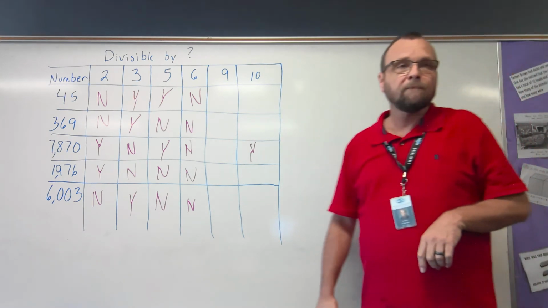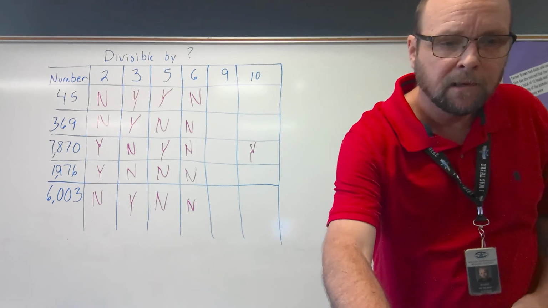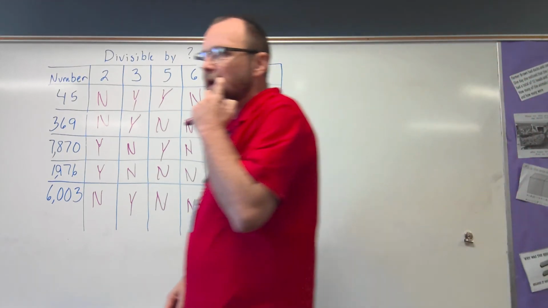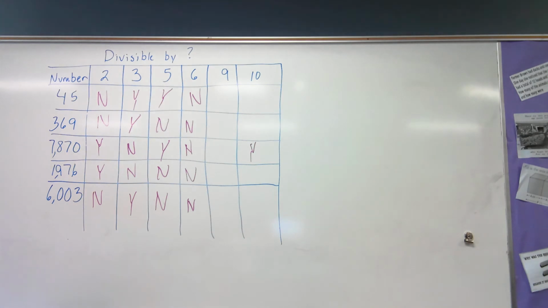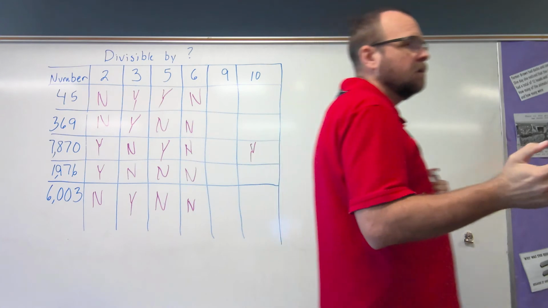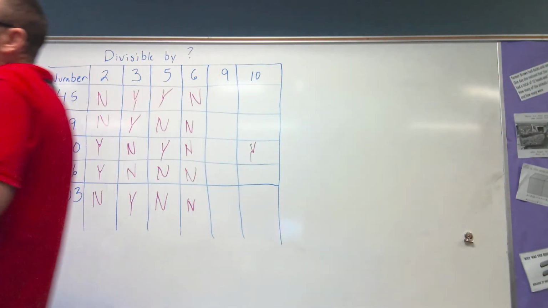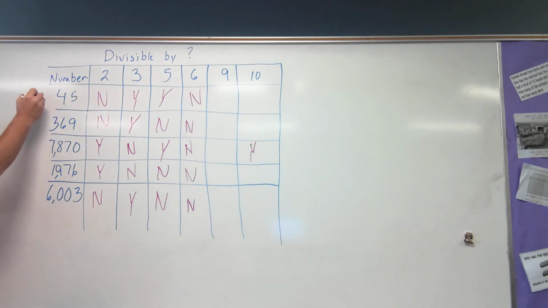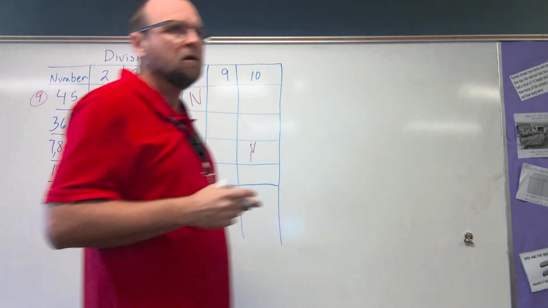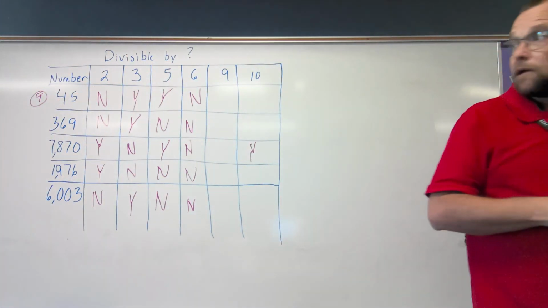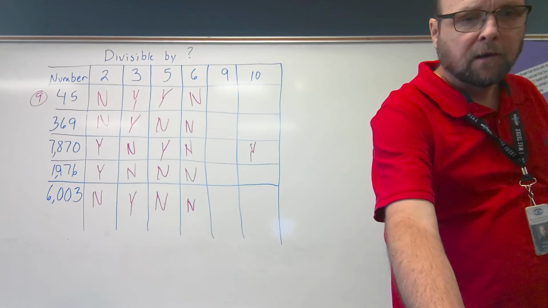All right. The rule for 9. Kira, read me the rule for 9. The sum of the digits is divisible by 9. Good. The sum of the digits is divisible by 9, or the sum of the digits is a multiple of 9. 9, 18, 27. All right. So if I'd have been smart, I'd have written the sum of the digits out here, and that would have made it easy. But I didn't do that. So let's go through this real quick.